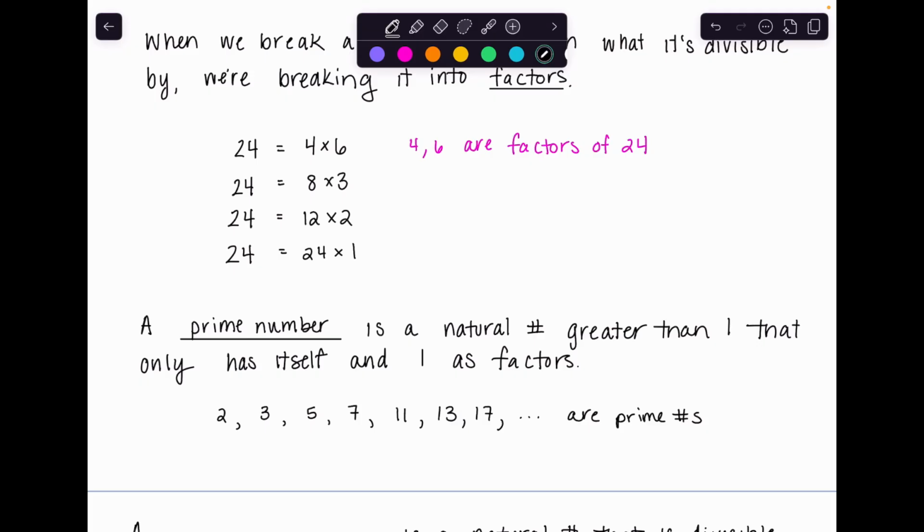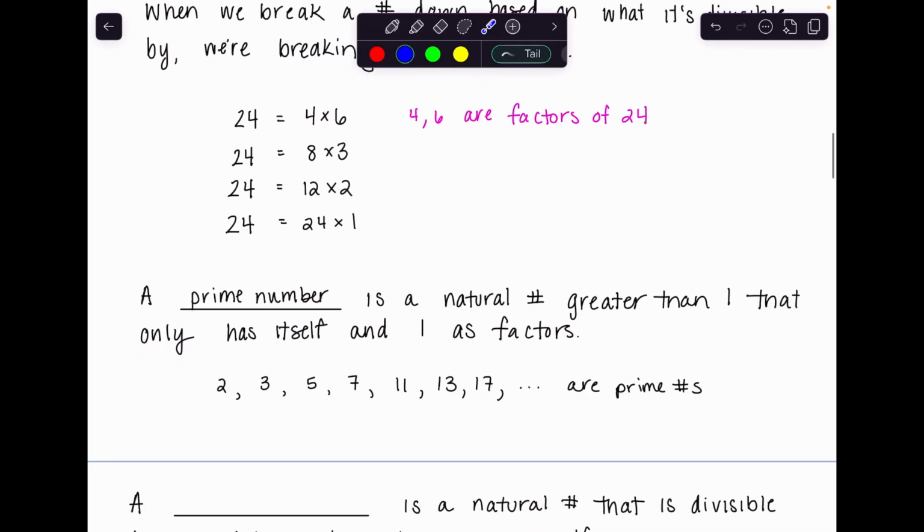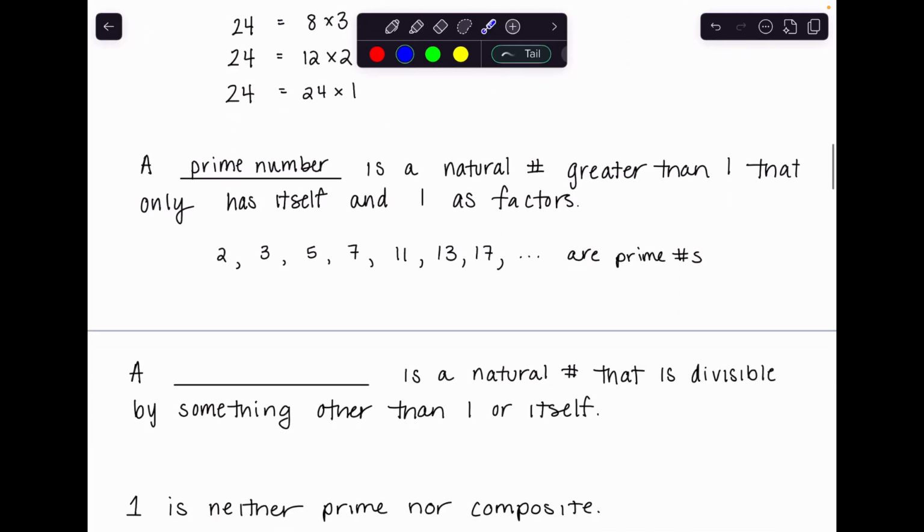Okay. If you can break a number down into something else, so it's divisible by other things, that's going to be called a composite number.